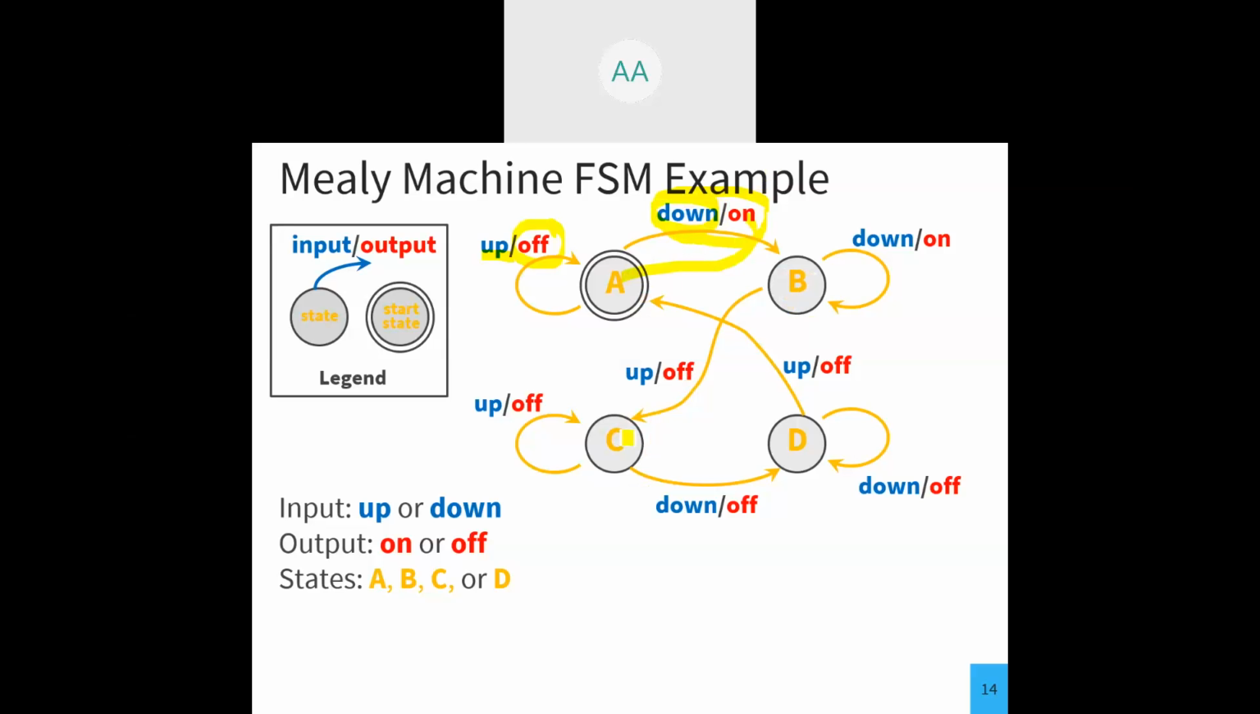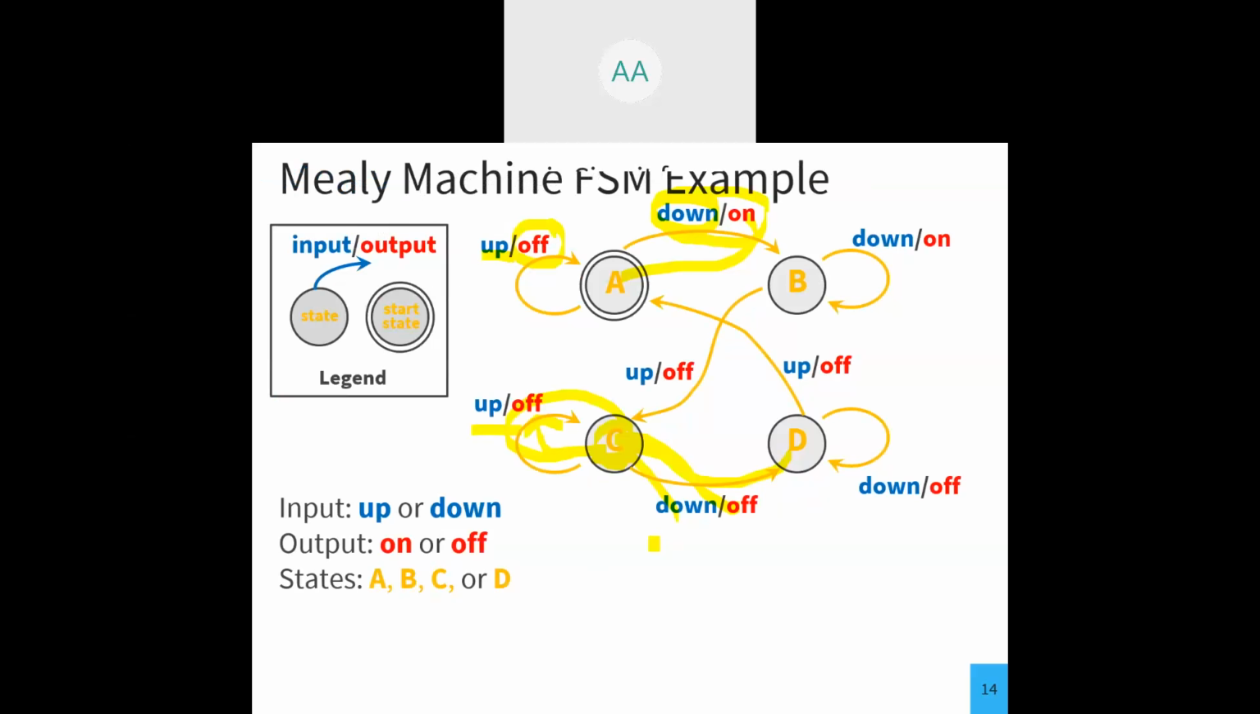Consider the state C. If the present state is C and the input is down, then the output will be off, and the next state will be D. Similarly, if the input is up and the current state is C, the output will be off, and the next state will be C again. So this is the transition table for a Mealy machine. We can see the difference between these two.